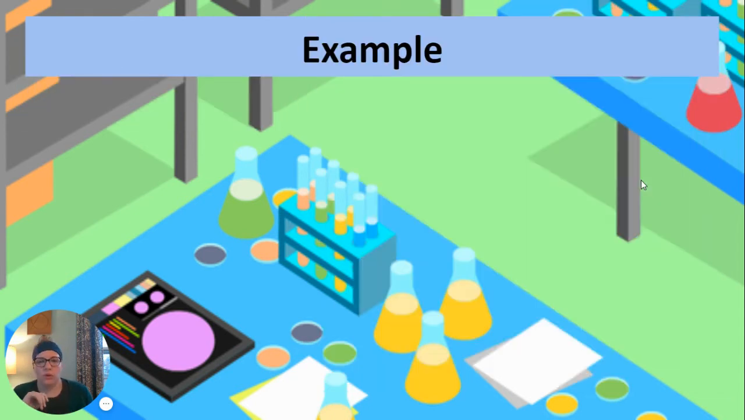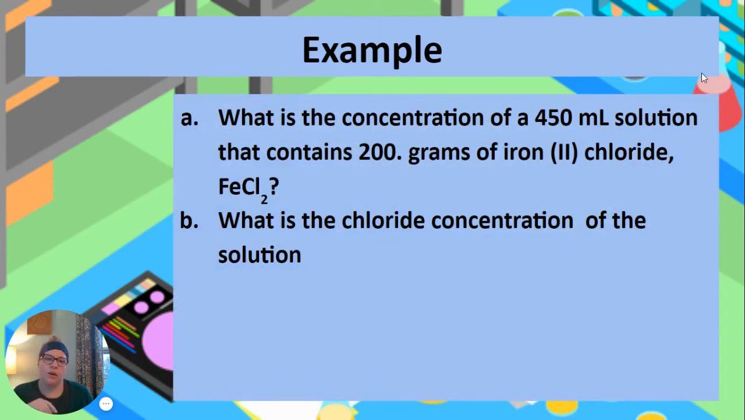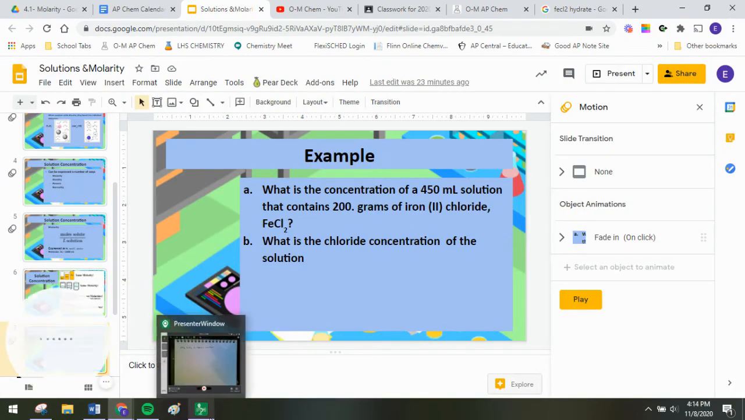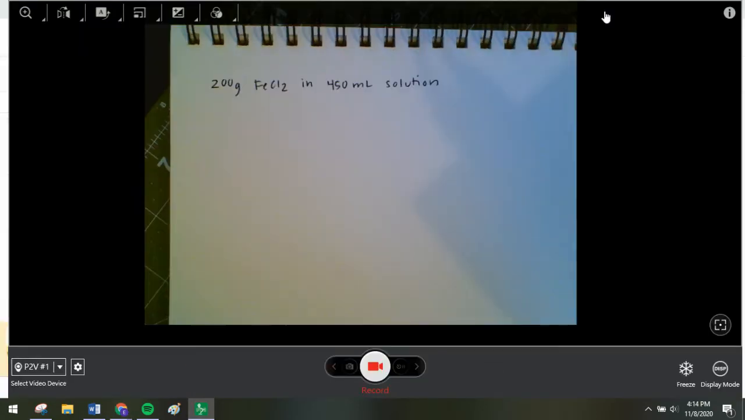Okay, so we're going to go through an example calculation, and we're going to see how you do with this. My first question for part A is, what is the concentration of a 450 milliliter solution that contains 200 grams of iron 2 chloride, which is FeCl2? And part B: what is the chloride concentration of the solution? If you want, you can pause this video and give this a try on your own. I'm going to work the problem out in this same video, so you don't have to go to another one, and then we'll see how things go. So if you want to give it a try, go ahead. You can pause the video.